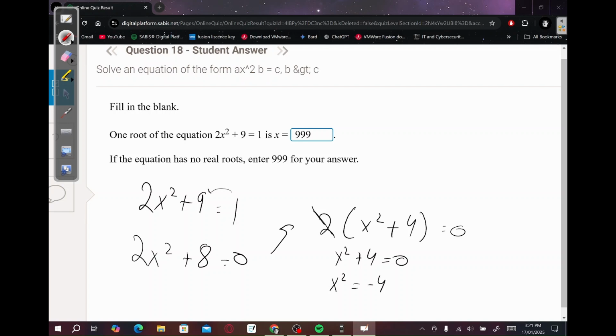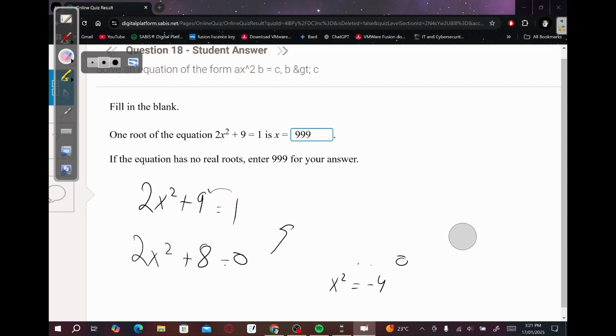Since when does a number squared give you a negative number? Now, I explained this in another video, I think the one about differentiation, which is the derivatives. This basically means you can do this using complex numbers or imaginary numbers. However, they want real roots.